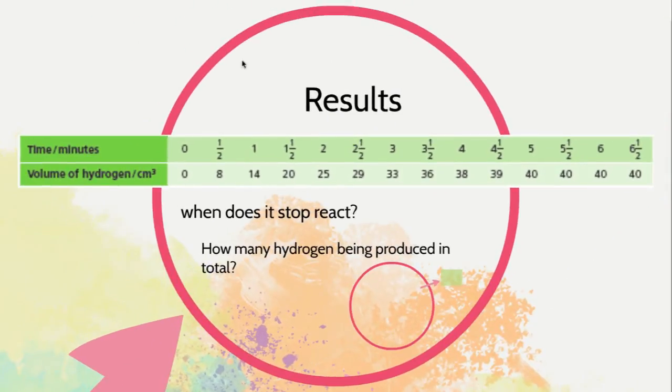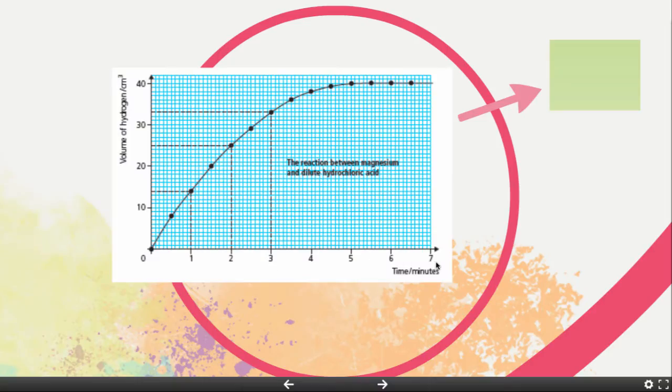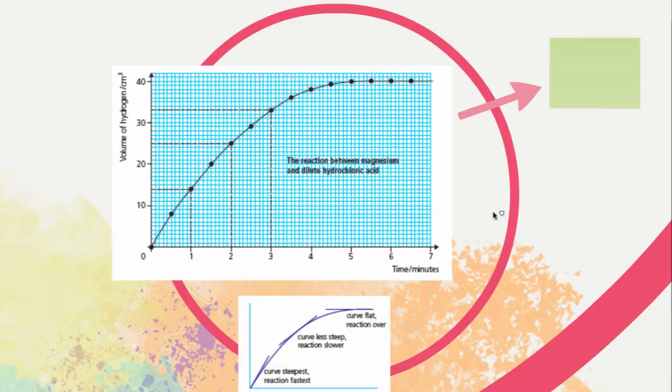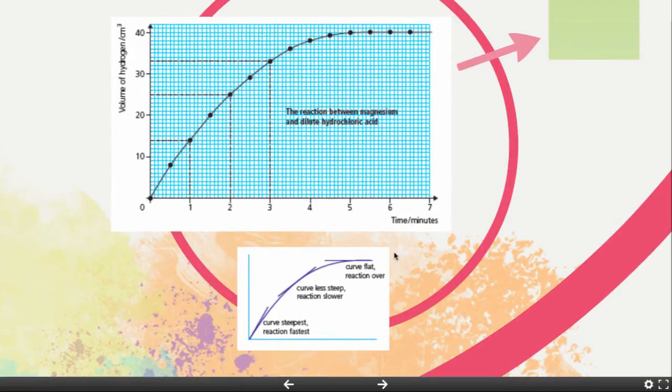right? If we plot all these data into a graph, our x-axis is going to be time, with the unit in minutes, and the y-axis being our volume of hydrogen. So we plot the graph. Okay, so we simplify the graph by drawing it like this. It's the same kind of form.